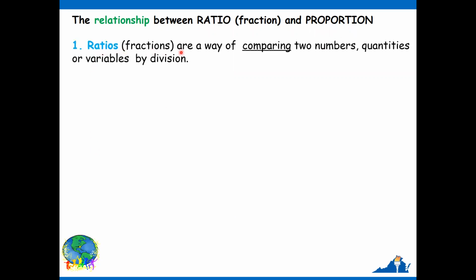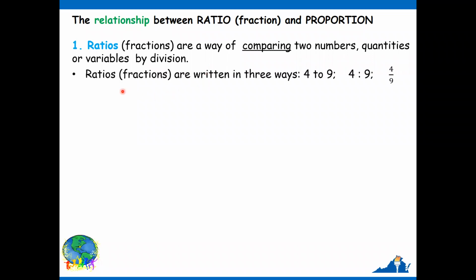Ratios are fractions and are a way of comparing two numbers, quantities, or variables by division. Ratios are written in three ways: 4:9, 4 to 9, and 4/9. Those are the three ways we can write a ratio or fraction.